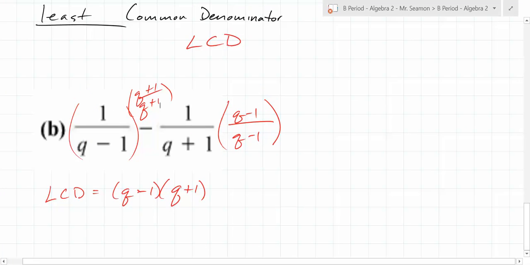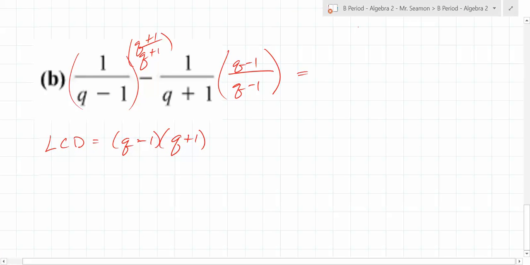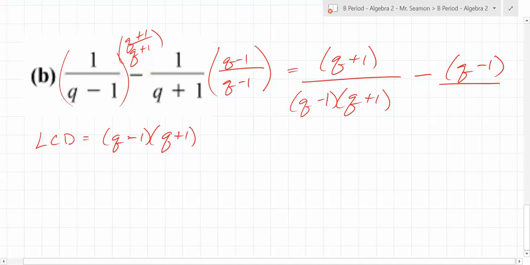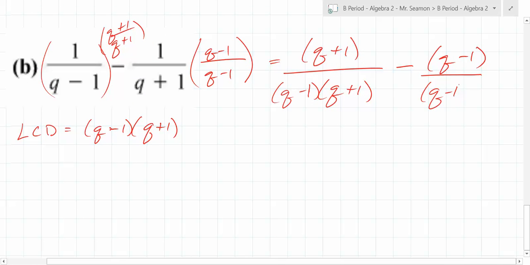We end up with, let's zoom out a little bit, q plus 1. And what's the denominator? Q minus 1 times q plus 1. And what does the other one become? Minus q minus 1 over what? Q minus 1 times q plus 1.